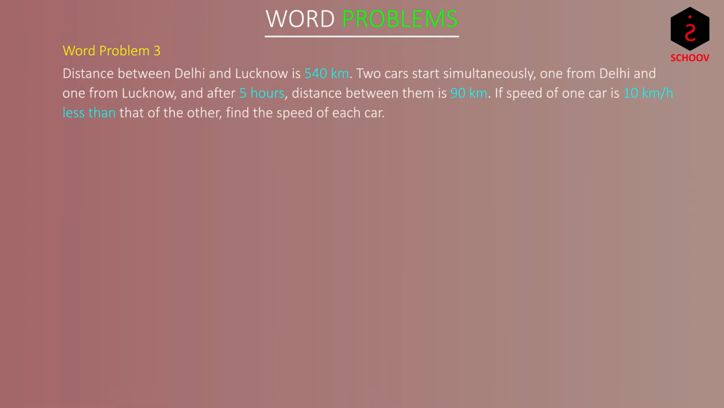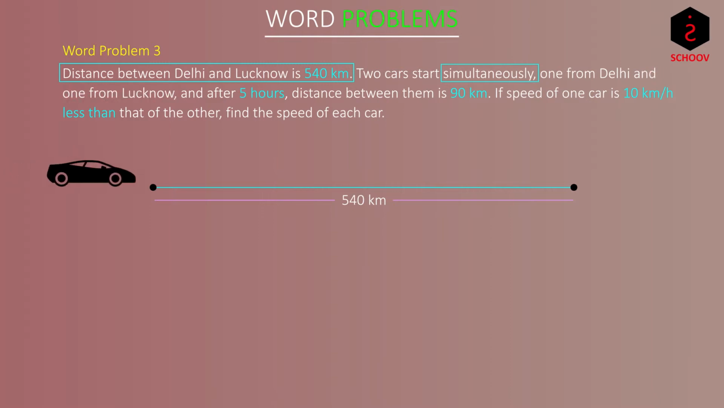This is an interesting speed distance problem. Start reading step by step. Distance between Delhi and Lucknow is 540 kilometers. So let's draw it. Distance is 540. Further it says, two cars start simultaneously, meaning at the same time. One from Delhi and one from Lucknow.